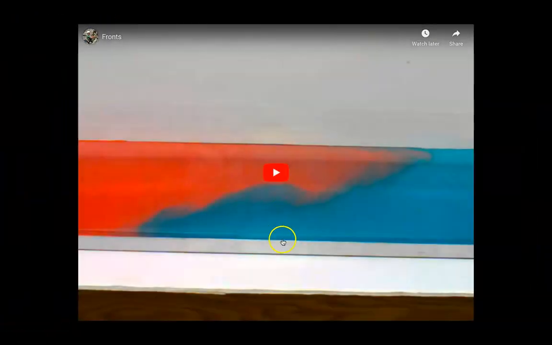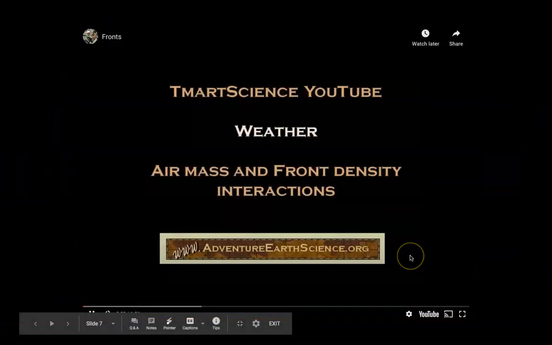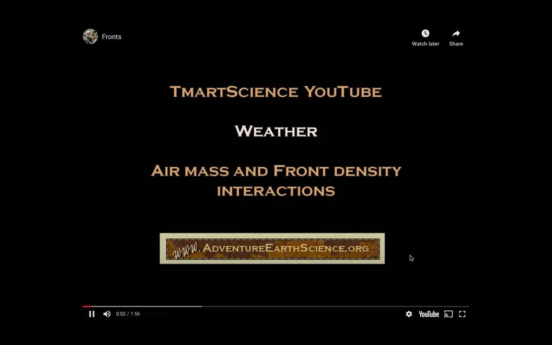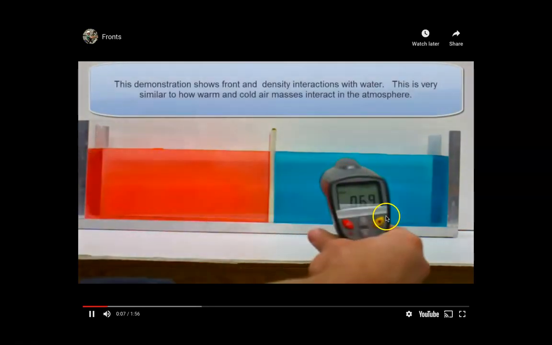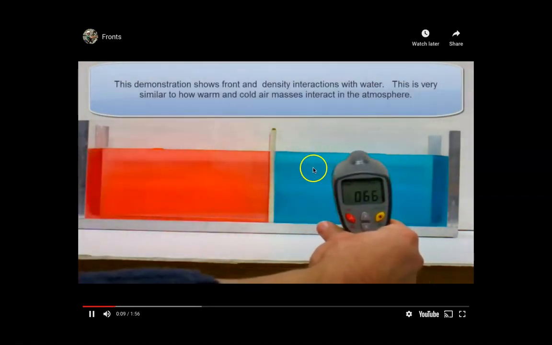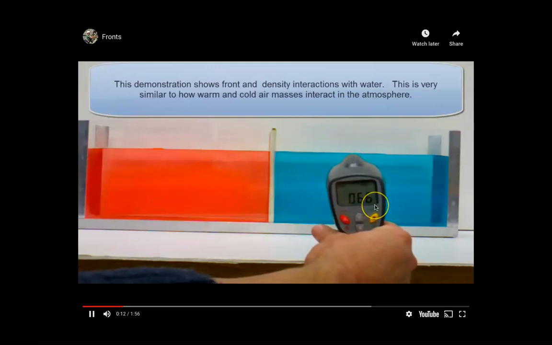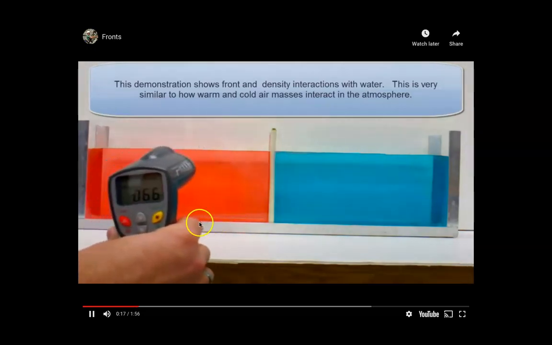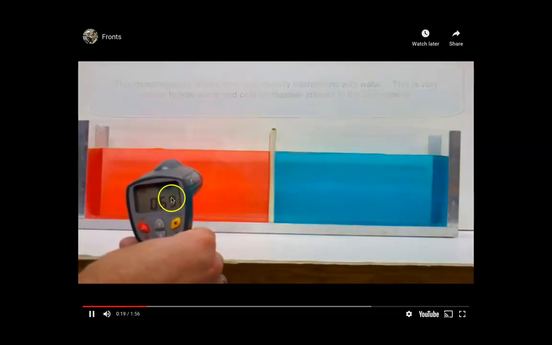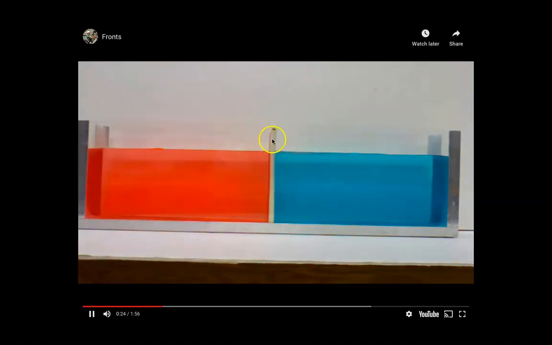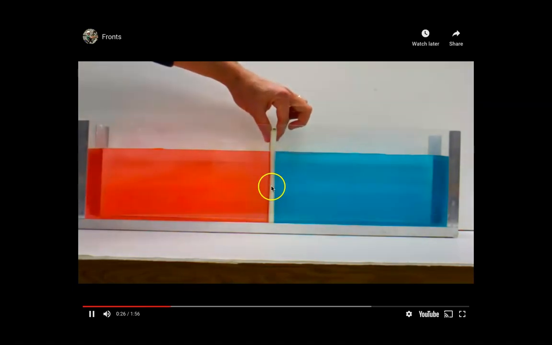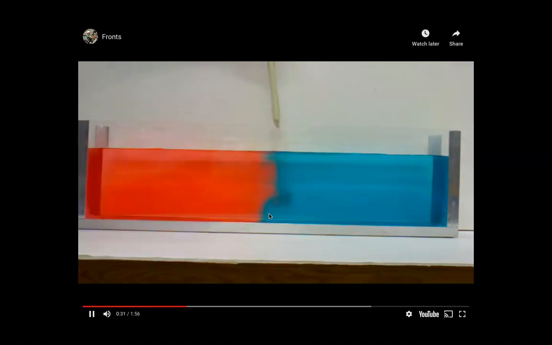And we're going to look at this video right here. This video is using water, but we're going to think of it as air. We have cold water right here at 66 degrees. And then over here, the red is warm water at 69 degrees. There's a boundary separating them. They're going to take that boundary off. So this area right here would be the front where those first meet. And let's see what happens.